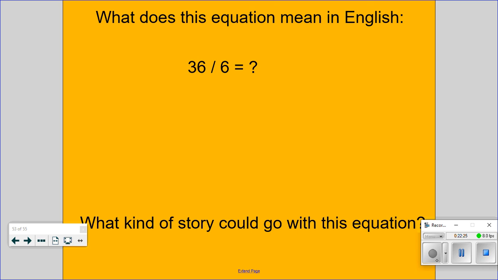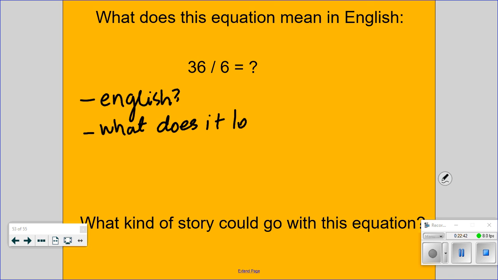So you are going to tell me, what does this mean in English? You're going to tell me, what does it look like, or show me what does it look like. You might be drawing on your whiteboard. You're doing it in your notebook first, and then you will present on Class Dojo. And then you're coming up with what kind of story could go with that equation.